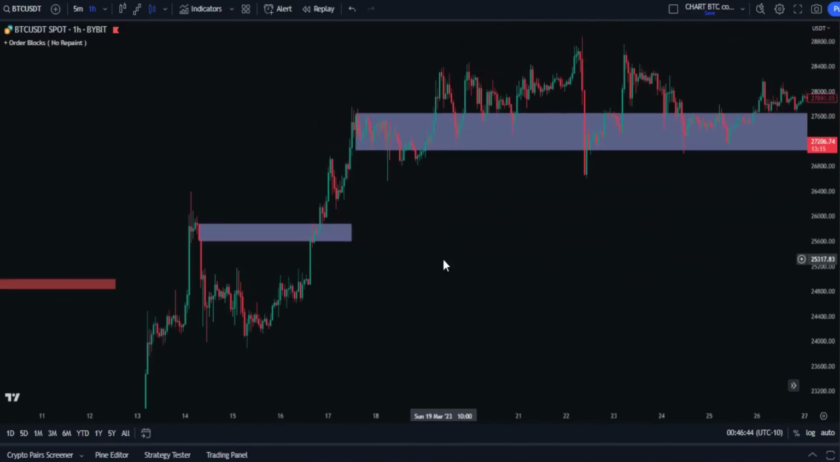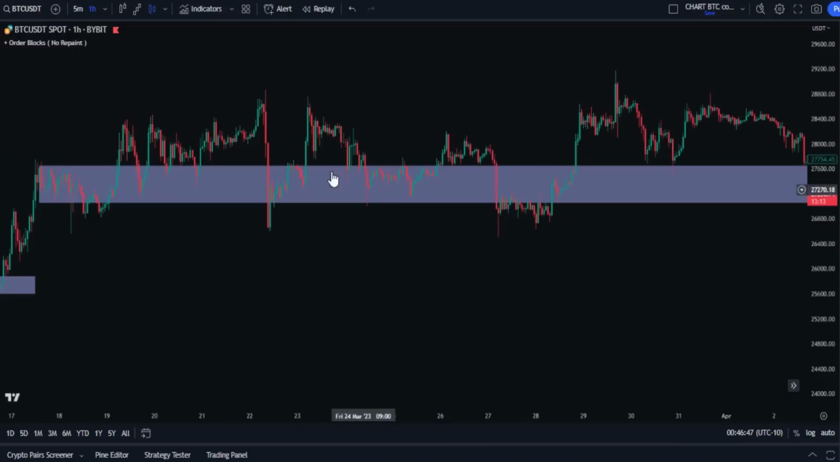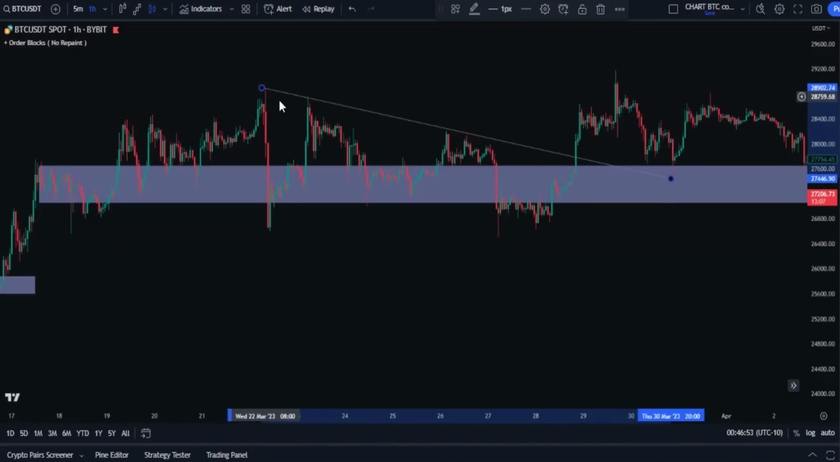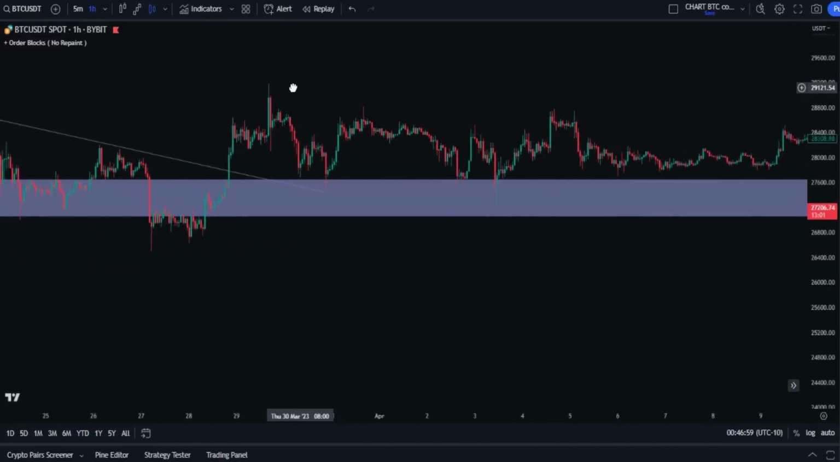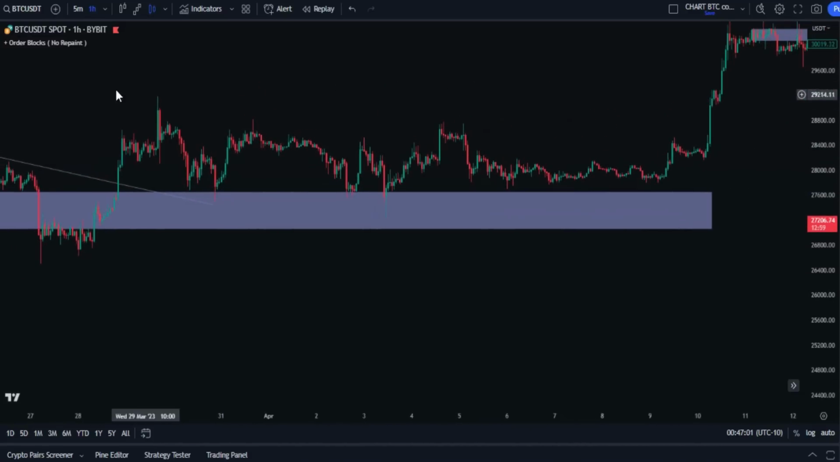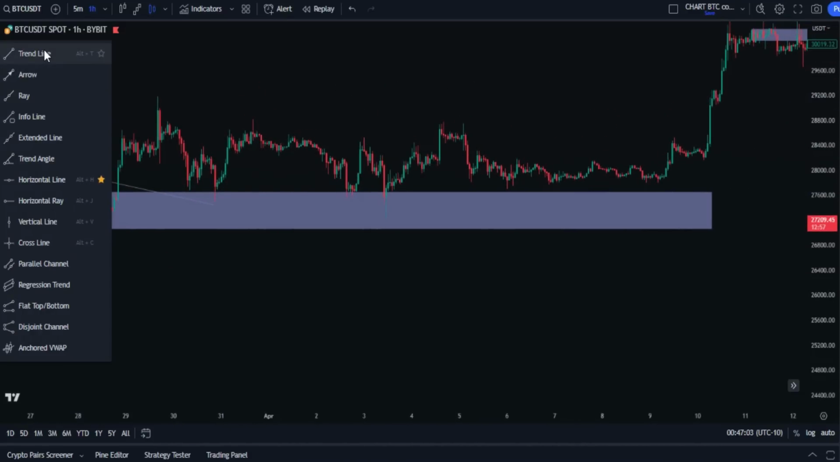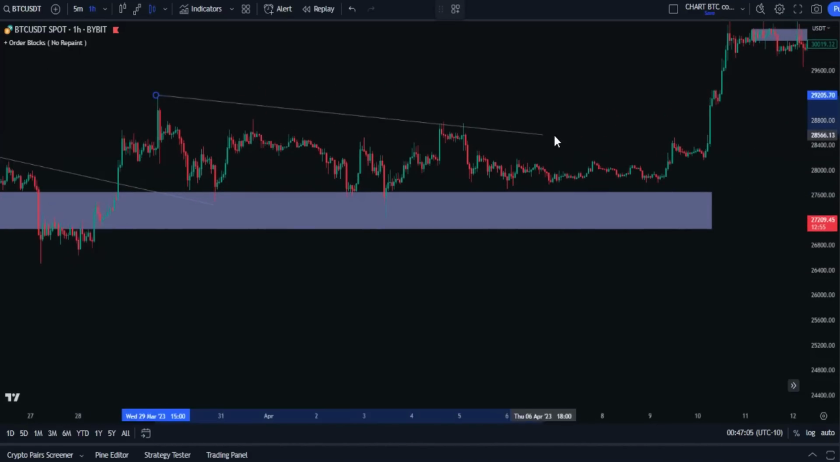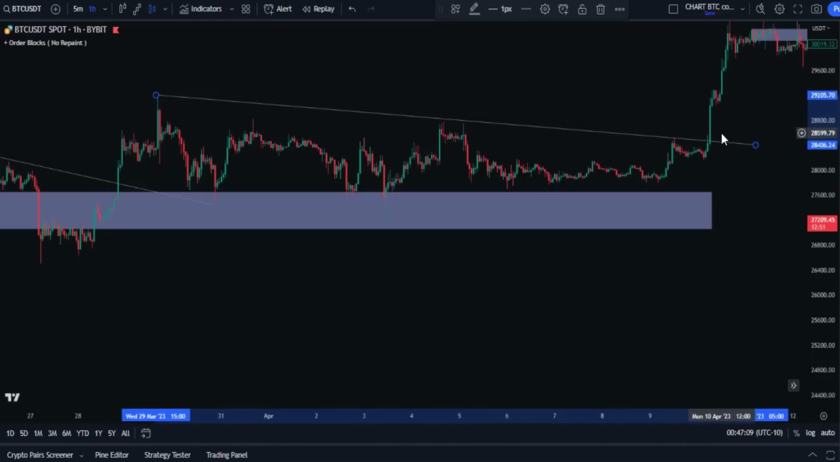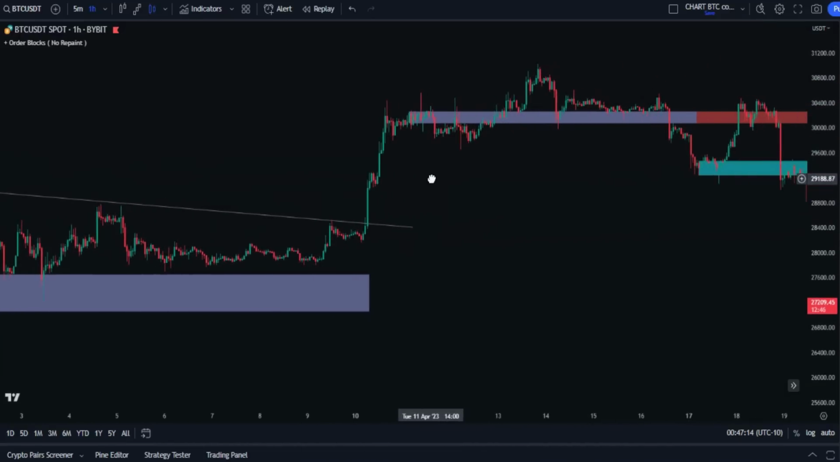Let's see another example, and let's check the thick area here. In this area we can see a very clear trend line, so let's put it here. Once this line is breached, we can enter as well. Let's see another example. Here also we can see the trend line near the order block area. So we draw the trend line, and as soon as this trend is breached, we enter into a buy position.